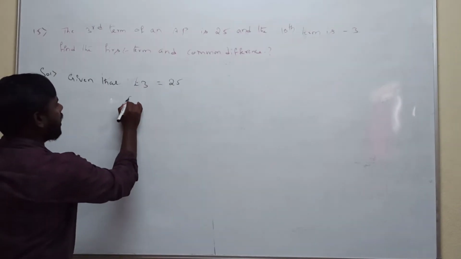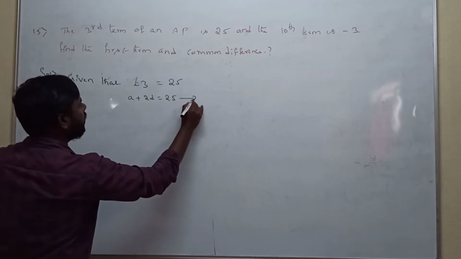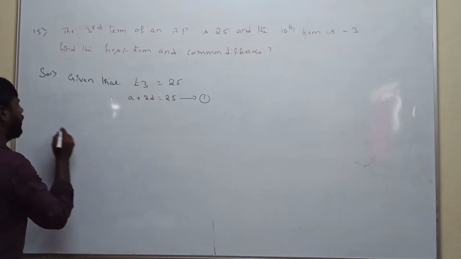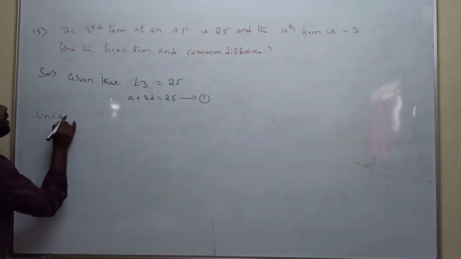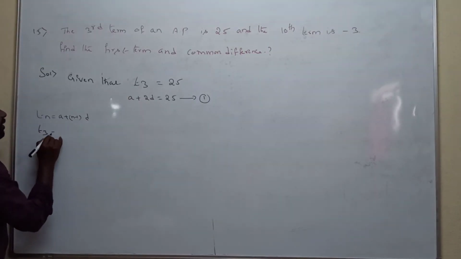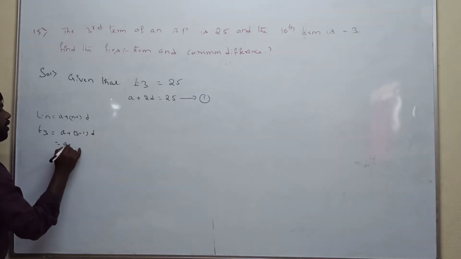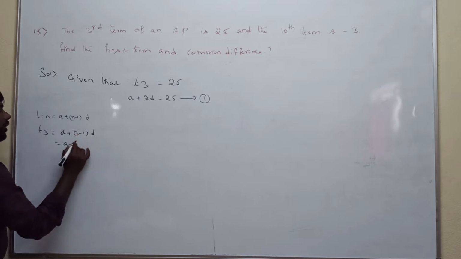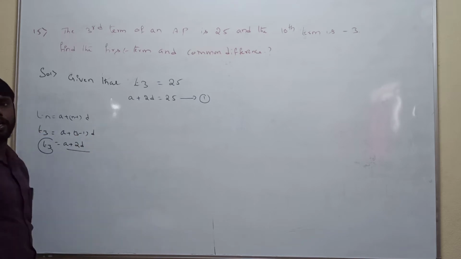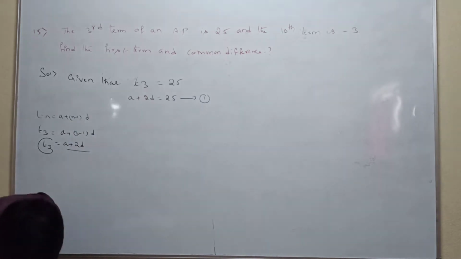Third term can be written as a + 2d = 25. Consider this equation number 1. How to write this? t_n = a + (n - 1)d. Replace n by 3 for the third term: a + (3 - 1)d = a + 2d. That's why we write the third term as a + 2d.